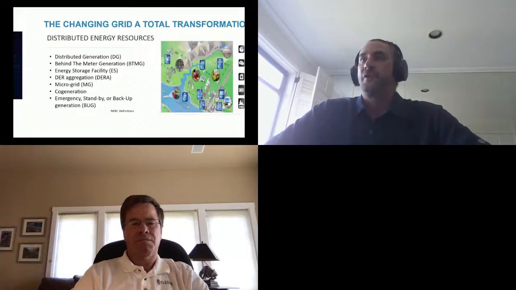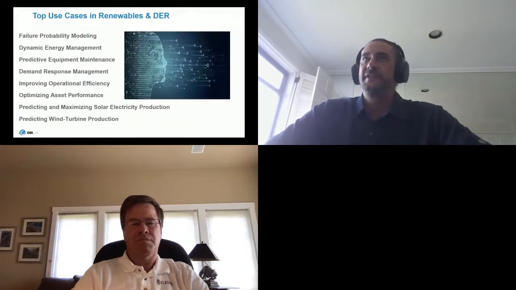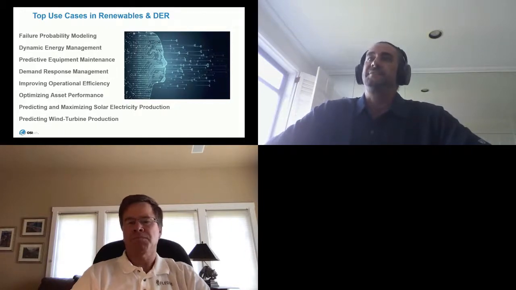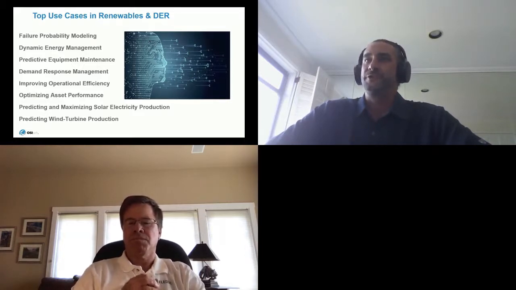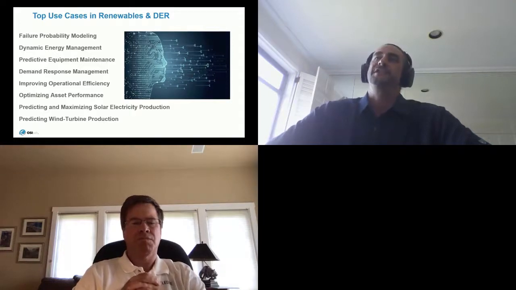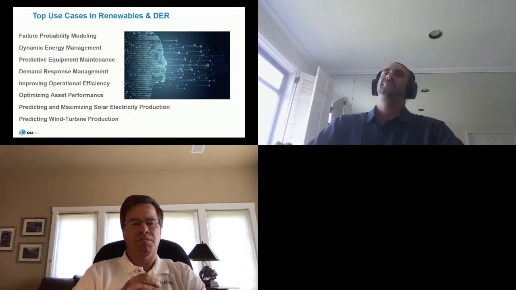And here are some of the top use cases in renewables and DER. Failure probability modeling helps increase performance. Dynamic energy management toward energy savings. Predictive equipment maintenance reduces downtime and maintenance cost. Demand response management, a strategy to reduce demand and adjust energy flow. Improving operational efficiency, optimizing asset performance, or predicting and maximizing solar electricity production and predicting wind turbine production towards grid planning are a few examples. Next slide, please.